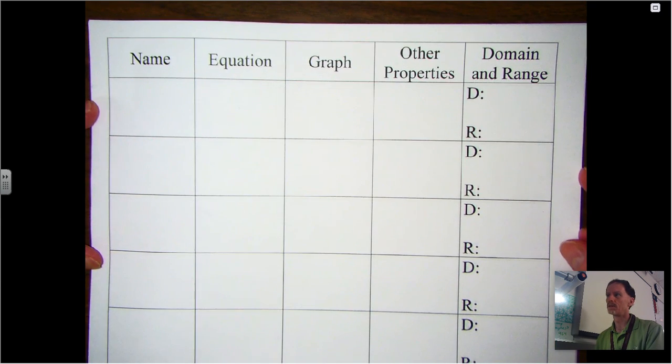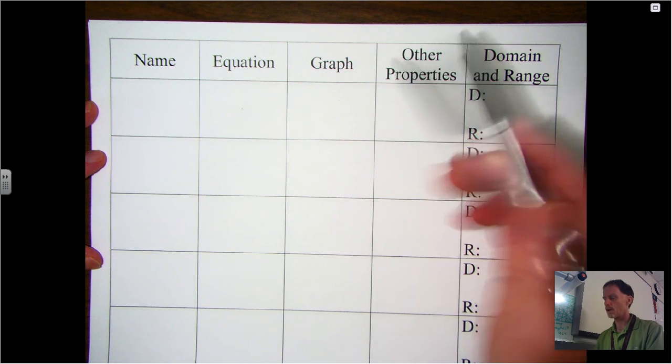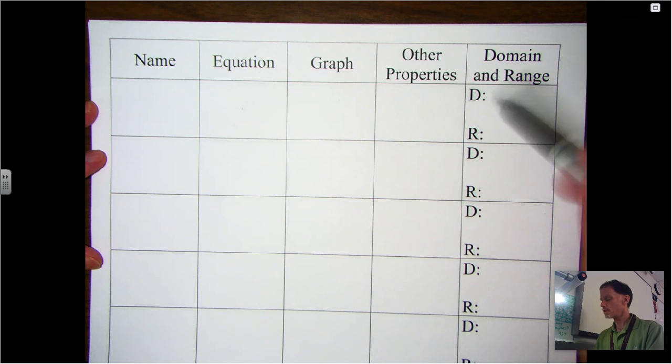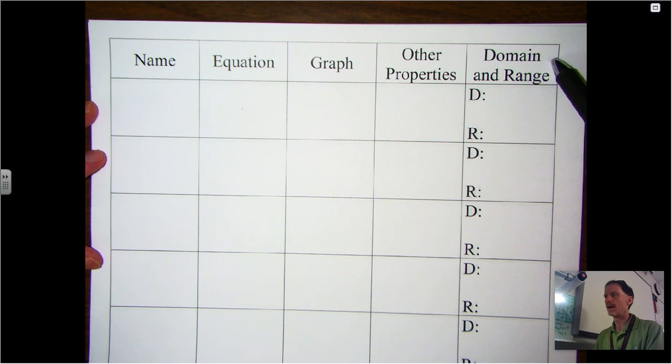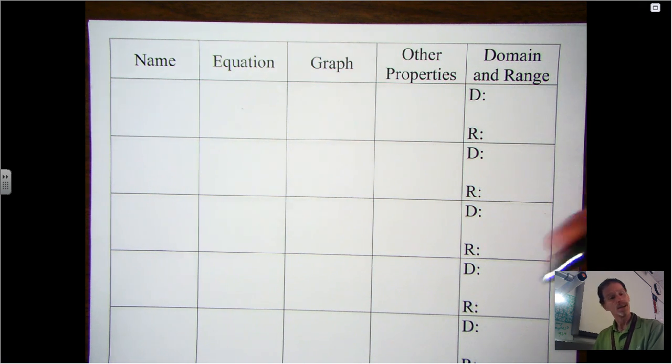Just make a big table with the name, equation, graph, other properties, which we'll talk about, and the domain and range. We will talk more about domain and range after we go through all these functions and some different ways to write domain and range, but that'll be what we do early next week. Okay, so here we go.